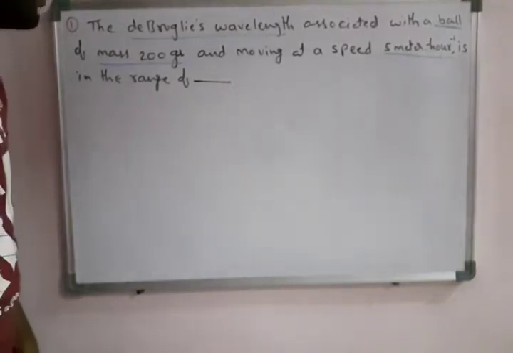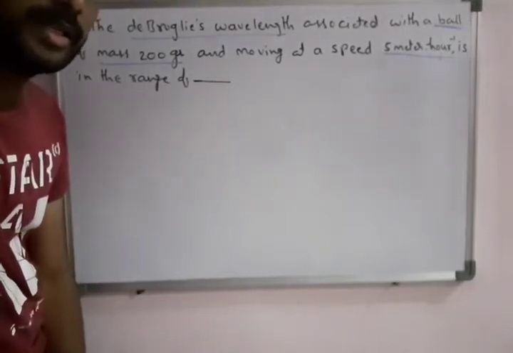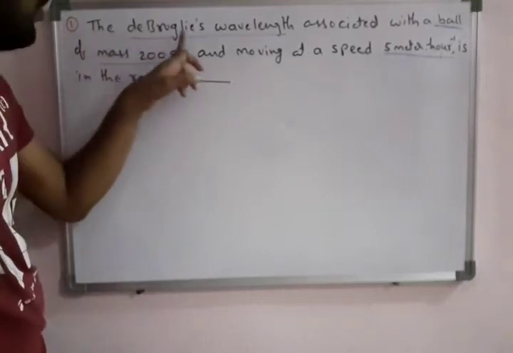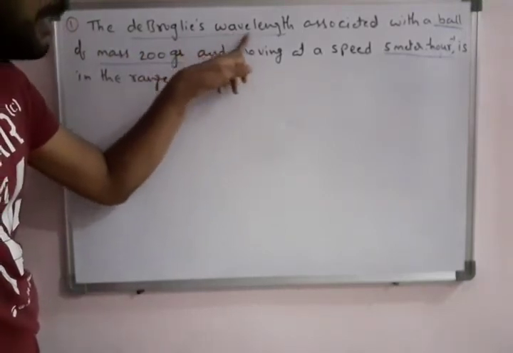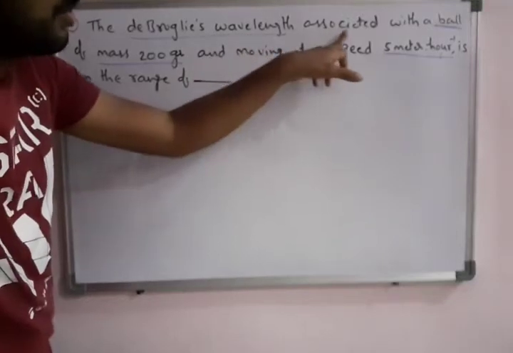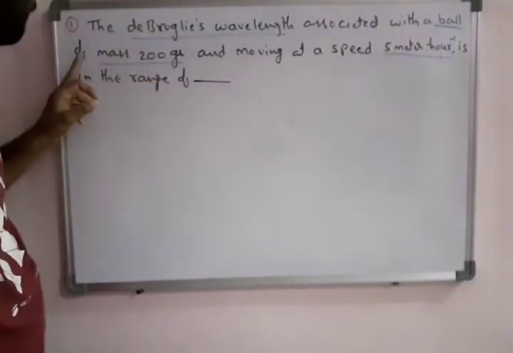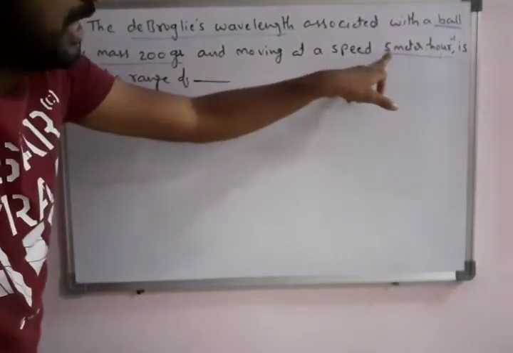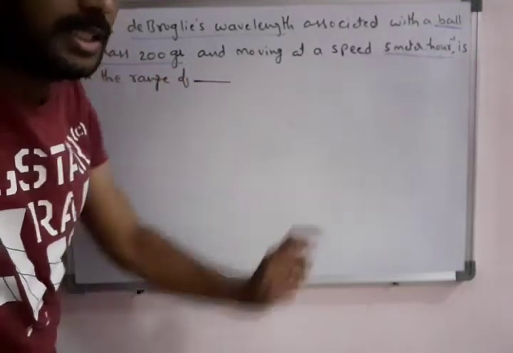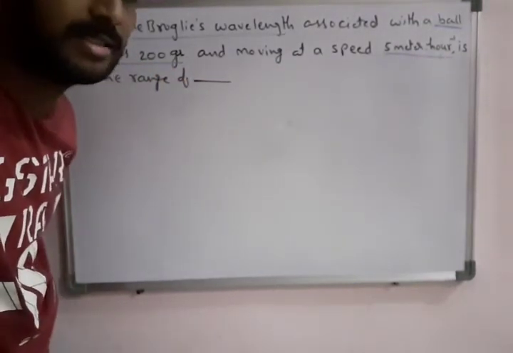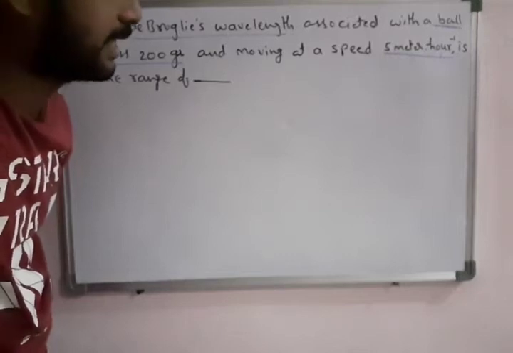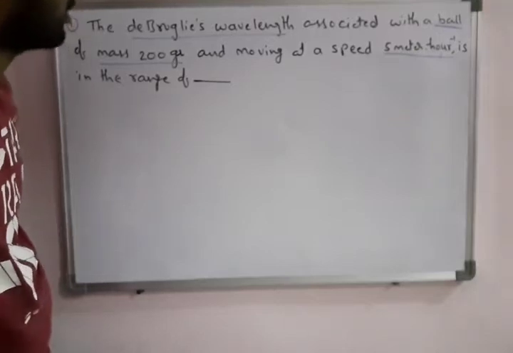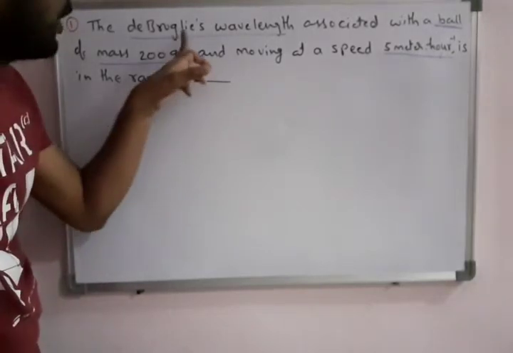Okay, see the problem based on de Broglie's theory, nothing but de Broglie's equation. Here in this problem, we need to calculate the de Broglie's wavelength associated with a ball of mass 200 grams moving at a speed of 5 meters per hour. Generally, the velocity must be given in seconds in this equation, but here it is given as 5 meters per hour, so we need to calculate the range of the de Broglie's wavelength.